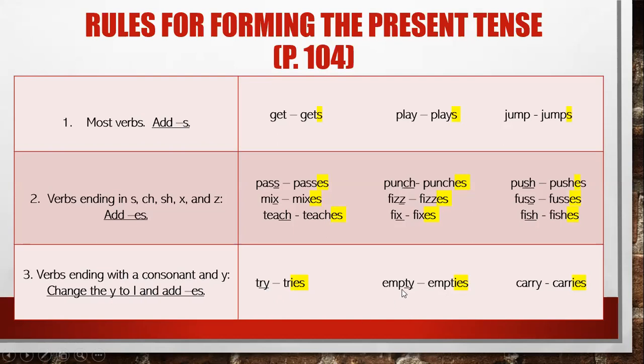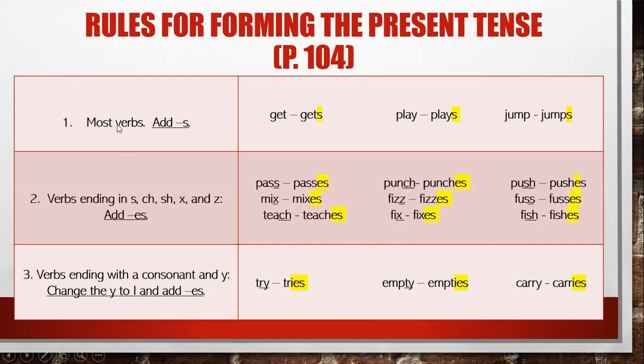Same thing with empty. Empty is a verb that ends with Y, and the letter before it is a T, which is a consonant. So empty ends with a consonant Y. So rule number 3 would apply to this verb because it ends with consonant Y. So we change the Y to I, and then we add ES. Same thing as carry. But you got to be careful with this, okay? Carry is a verb that ends with Y, and before the Y, again, we have an R, so we change the Y to I, and then we add ES. Okay, and you guys are going to get more practice on this.